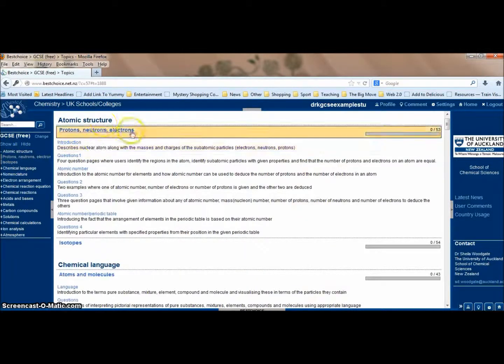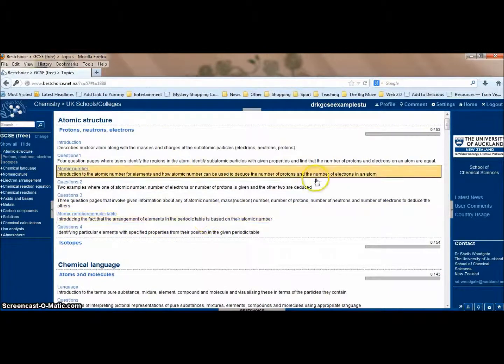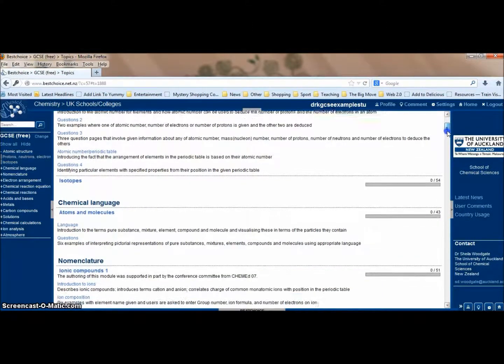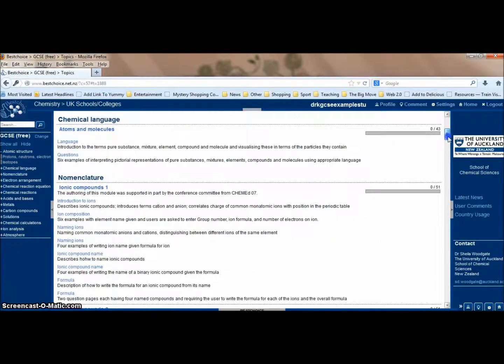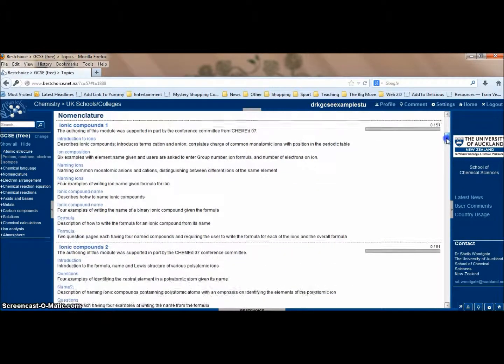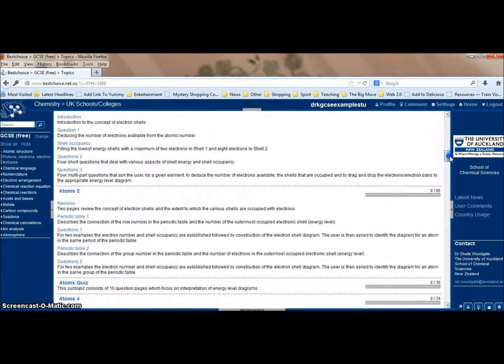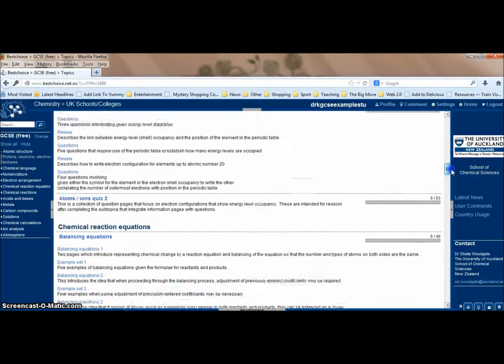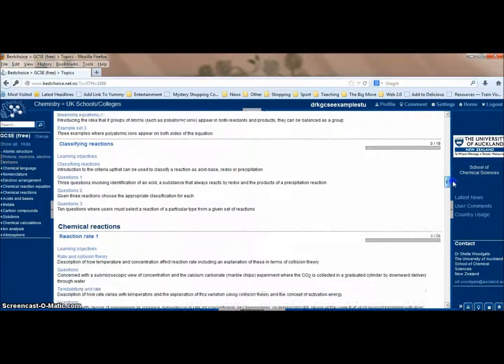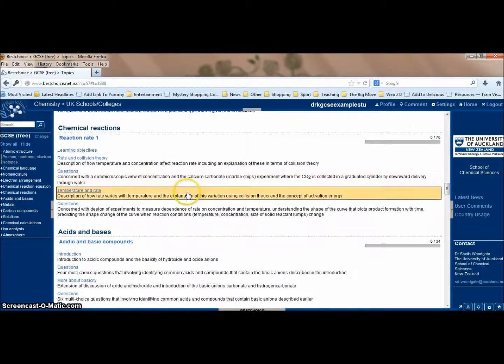So I just click on the first topic here, and we can scroll down on the screen here. Takes you through atomic structure, which is obviously something fundamental to all of chemistry, and you'll start off the course in September revisiting atomic structure. Things like chemical language, nomenclature, which just means naming of compounds. These are all things that underpin the whole of chemistry, so you've got to be quite comfortable with all of these concepts. Electron arrangements, because obviously that impinges on reactivity and bonding. Chemical reaction equations, and probably balancing equations, I'd imagine, at some stage.